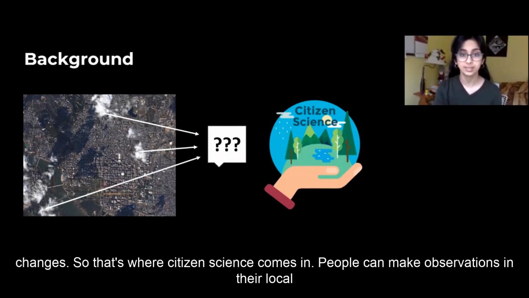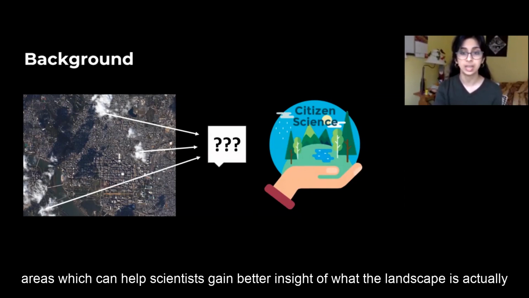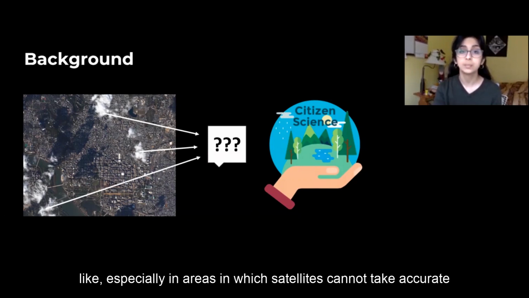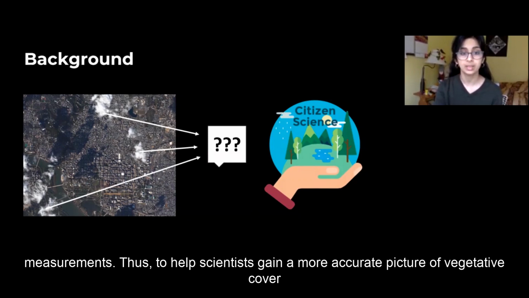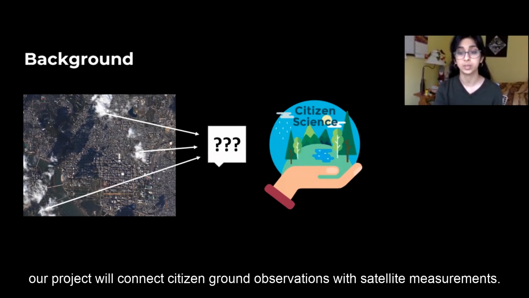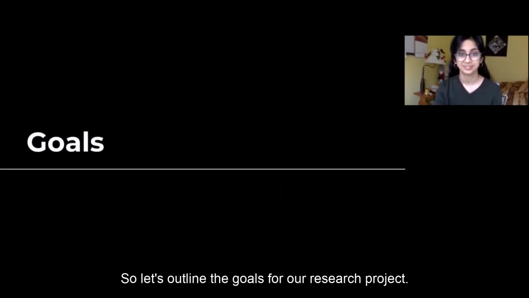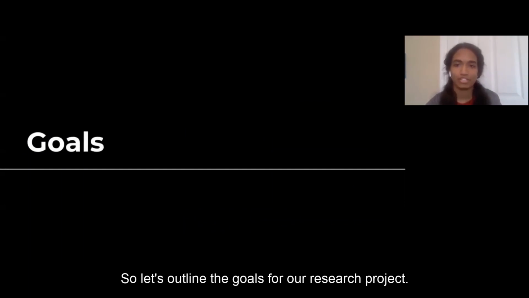So that's where citizen science comes in. People can make observations in their local areas, which can help scientists gain better insight of what the landscape is actually like, especially in areas where satellites cannot take accurate measurements. Thus, to help scientists gain a more accurate picture of vegetative cover, our project will connect citizen ground observations with satellite measurements. So let's outline the goals for our research project.